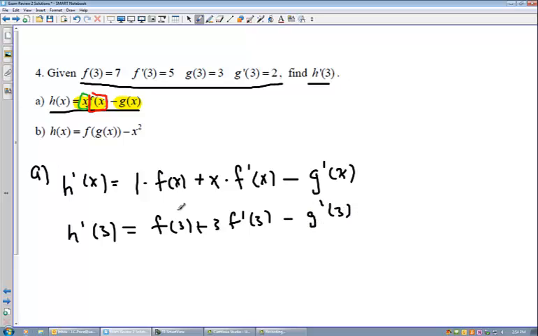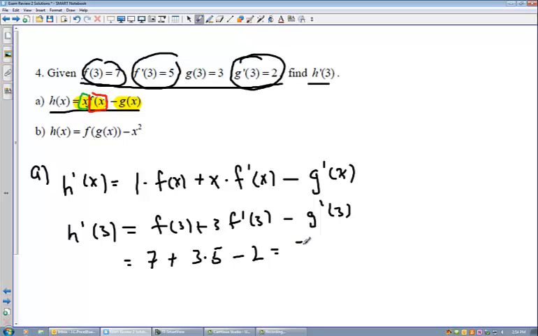And then I have to find these numbers. So f of 3 is 7, plus 3 times f prime of 3. F prime of 3 is 5, minus g prime of 3. G prime of 3 is 2.